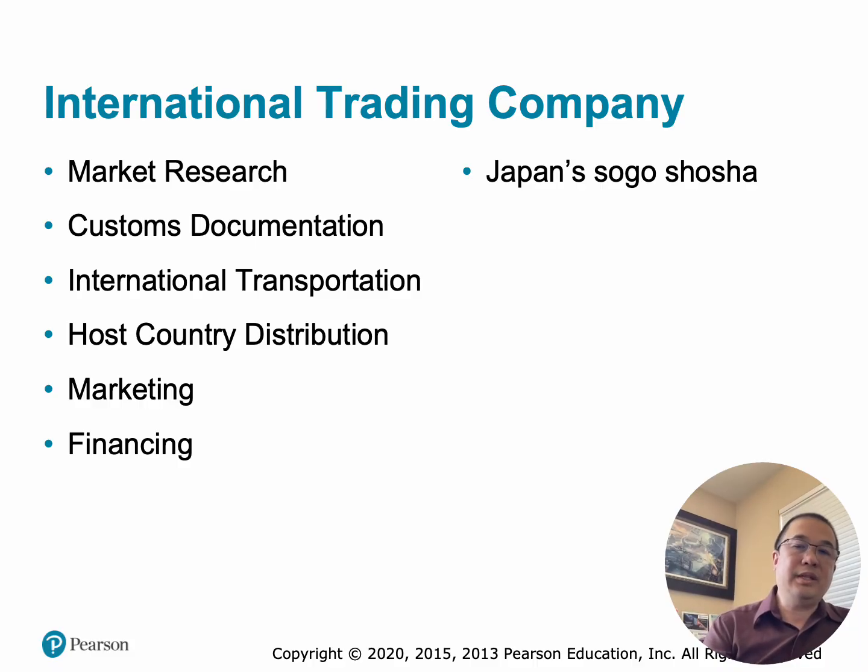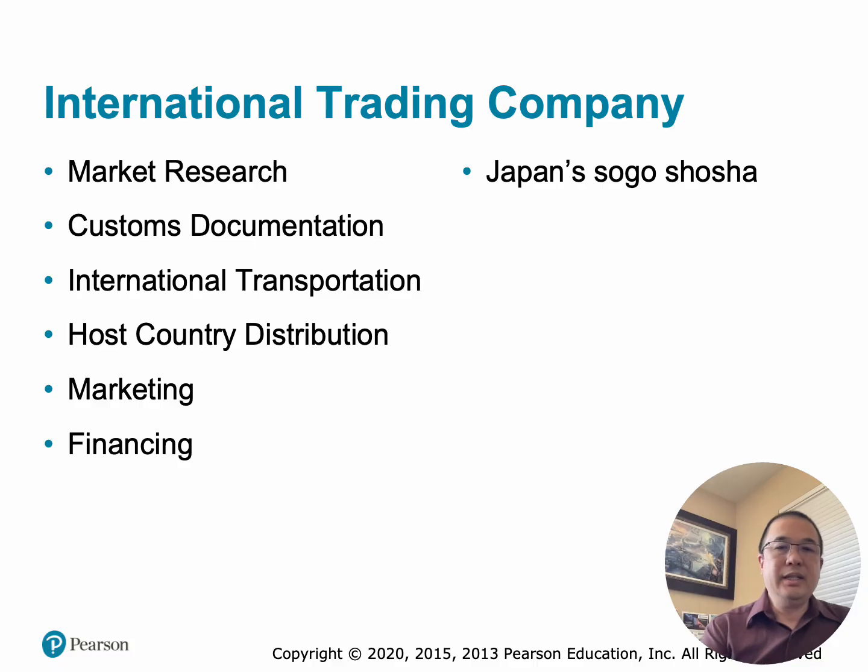Number four, host country distribution. Once products arrive in the foreign country, they still need to reach customers. The ITC may maintain warehouses, manage inventory, coordinate distributors, and deliver products to retailers. The benefit is that this provides local market access and distribution networks.